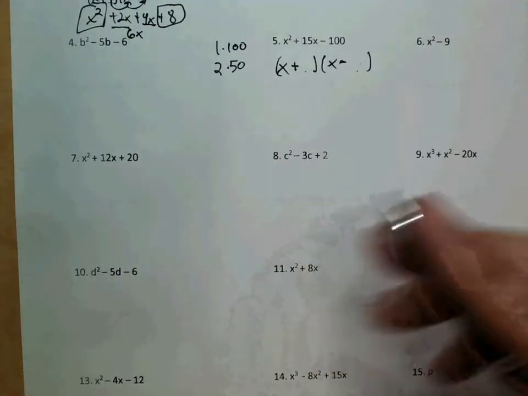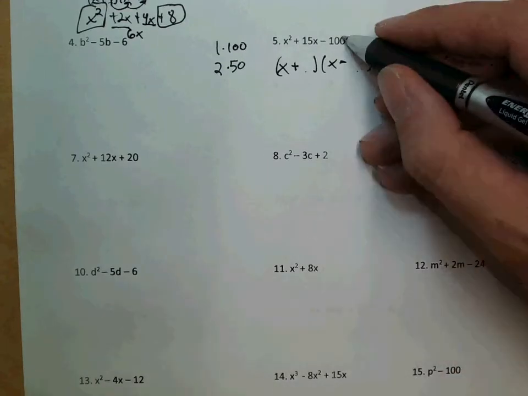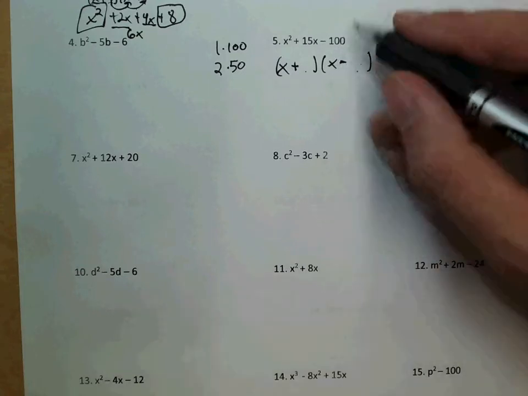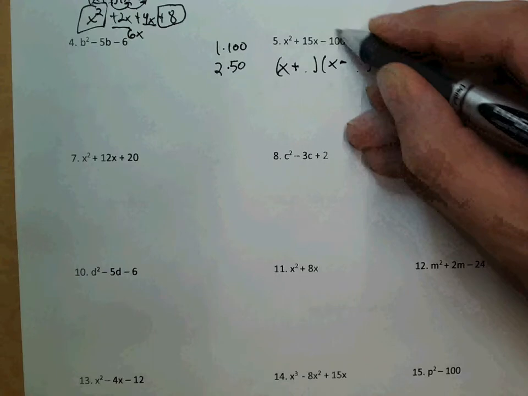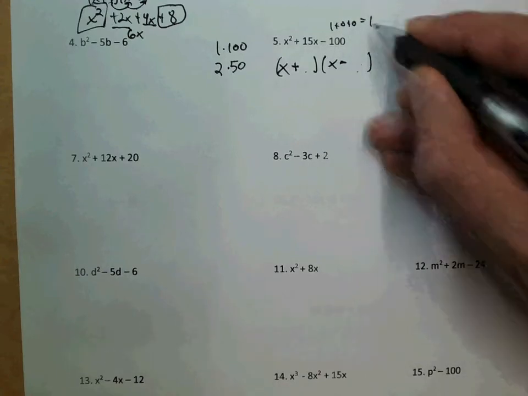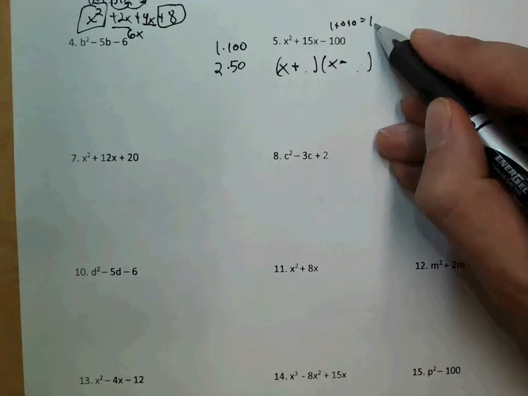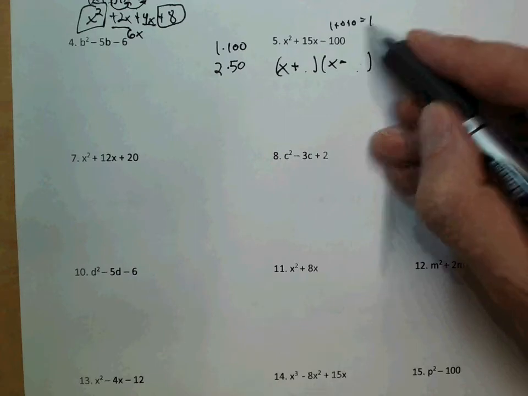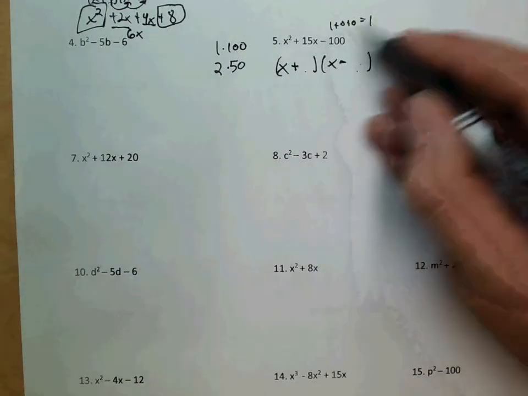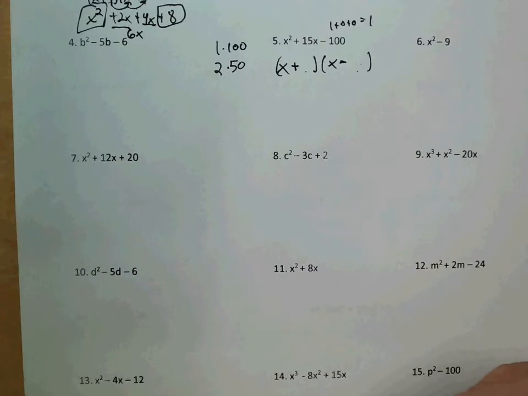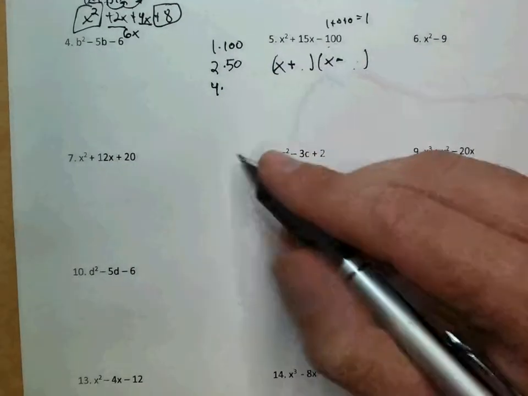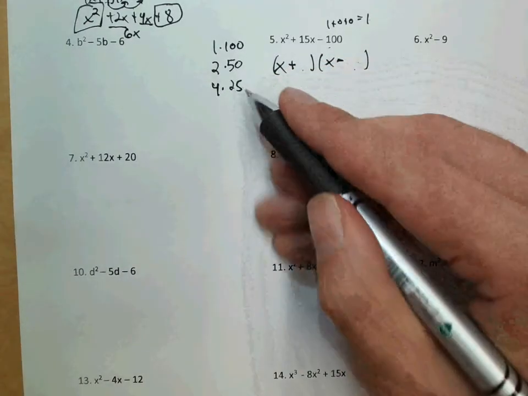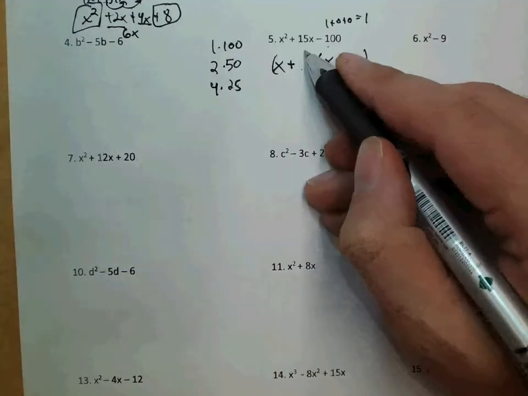Then I go to 3. 3 does not go in evenly into 100, and if you're not sure how to tell if 3 goes in evenly to something, the way you tell is you add up all the digits, 1 plus 0 plus 0, and that's 1. And if 3 goes into the sum of the digits, then 3 also goes into the number. But because 3 doesn't go into 1, 3 also doesn't go into 100. So 3 doesn't go into it. 4 does go in evenly into 100. 4 times 25. 25 minus 4 is not 15.